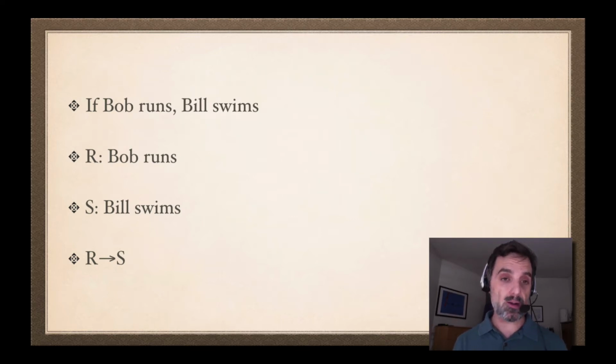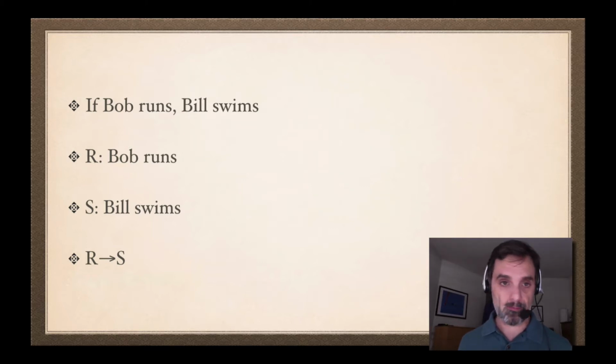So we'll say that R symbolizes Bob runs, and S symbolizes Bill swims. And so we say, okay, well, the antecedent of the original sentence is Bob runs, so the antecedent of the symbolic sentence should be R, and the consequent of the original English sentence is Bill swims, and so the consequent of the symbolic sentence should be S. So we want to have a symbolic sentence where the antecedent is R and the consequent is S. And how do we do that? We put R before the arrow and S after the arrow.